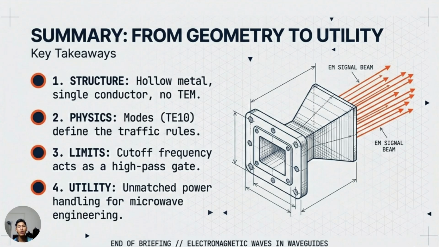In summary, waveguides guide electromagnetic energy using metallic boundaries rather than conductors. Only TE and TM modes can exist, with TE10 being the dominant mode. The cut-off frequency acts as a high-pass filter, and waveguides offer efficient high power transmission for microwave engineering. So I think that is all from me.